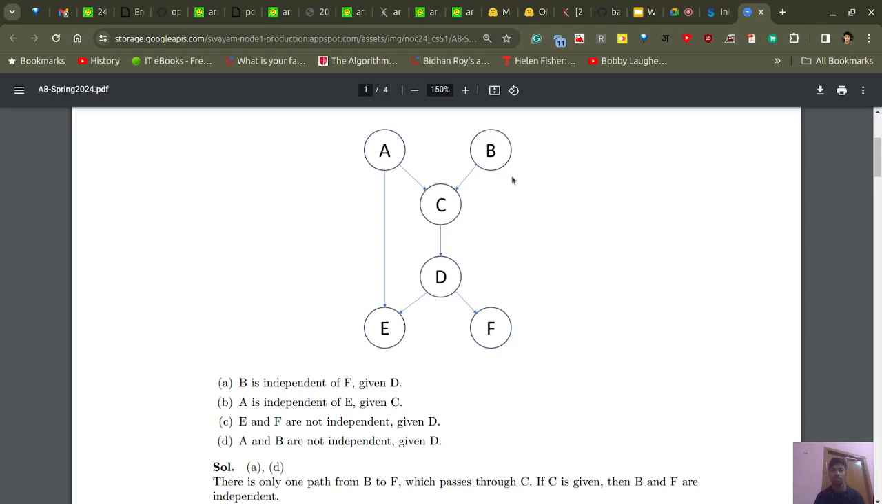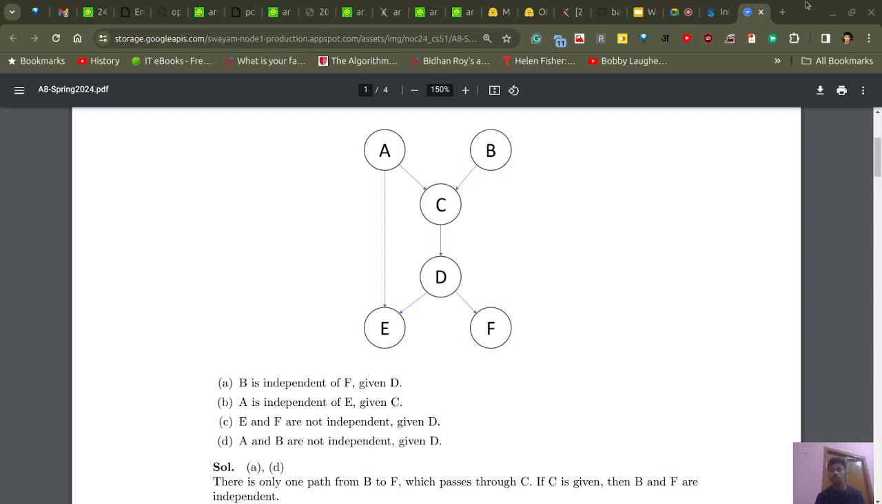Okay, let's consider it this way: B to C, C to D. So B and C are interrelated, but here suppose D is blocking. In that case, they are... But sir, A and B both are the parent nodes, and parent nodes are always independent, na? They can't be dependent, because in option D it is mentioned A and B are not independent. That means A and B are dependent given D. How is it dependent?